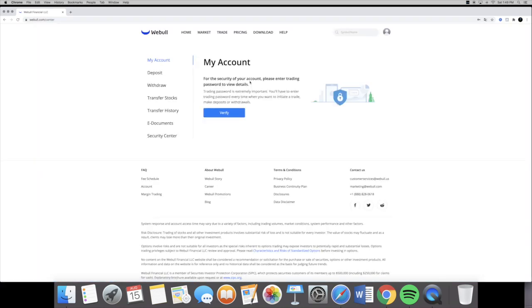All right, so when you sign in, this is the way you're going to be seeing your window. The first thing we're going to do is go here to trade, and it's going to open a second tab.